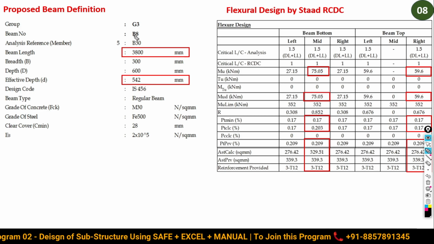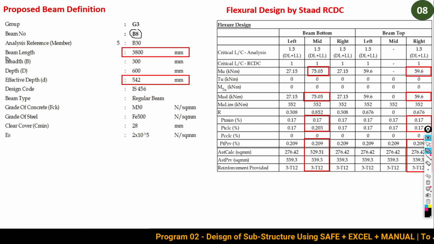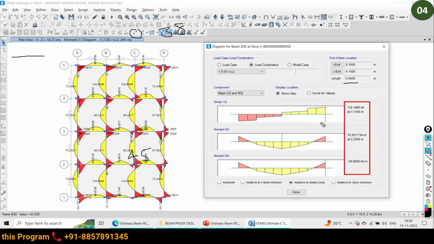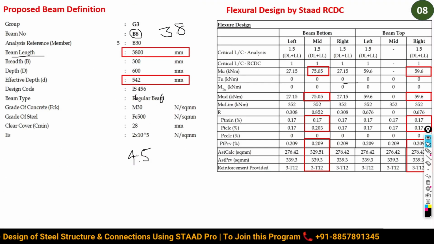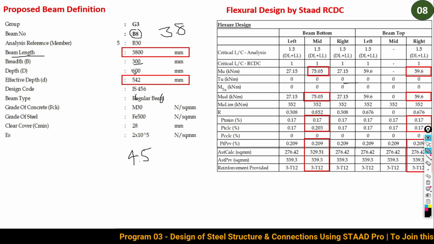After that, see, this is the design output by STAAD RCDC. Beam number 8 we have considered, it is a B30 of the proposed. I said the clear span of the beam is 3800, 3.8. Overall span of the beam is I think 4.5. If you subtract the support from both sides, 0.35 and 0.35, you will get the clear span of the beam as 3800 or 3.8 meter. Now width as 300, depth as overall 600.